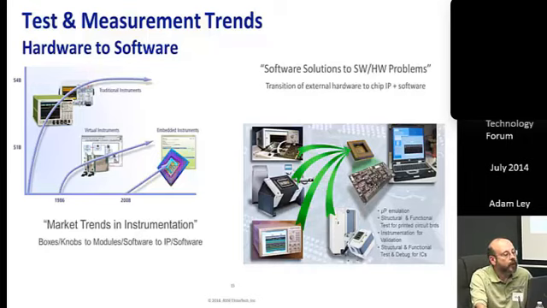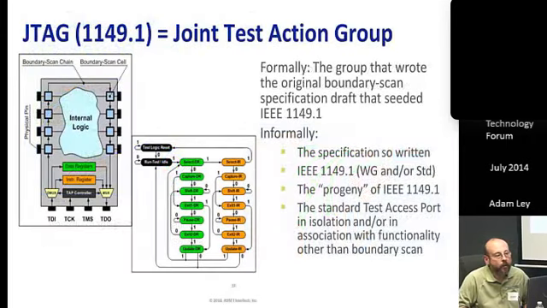So we'll stop here for a bit and talk about JTAG. JTAG is really central to most of the embedded instrumentation that's available today. Not sure how familiar the group is generally with JTAG, but I'll just take a moment to introduce it. JTAG, formally, is a word that names the group that originally wrote the original boundary scan specification. Initially, that was a draft that eventually seeded the 1149.1 working group of the IEEE.